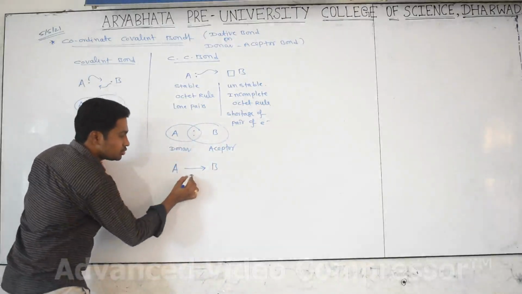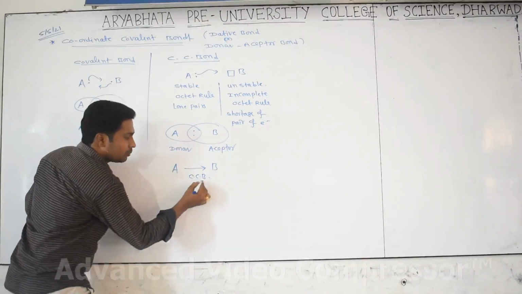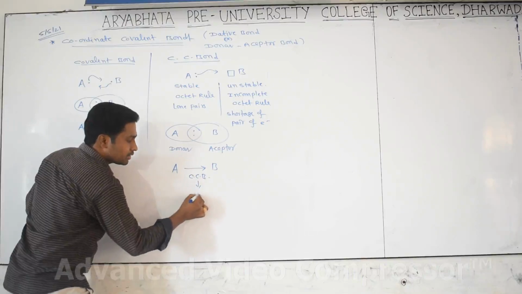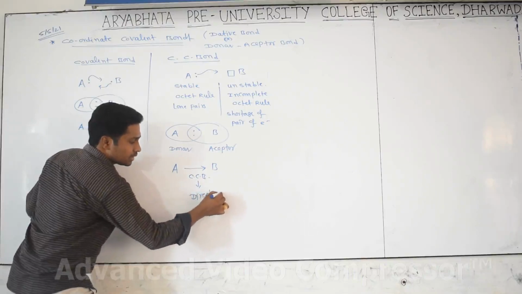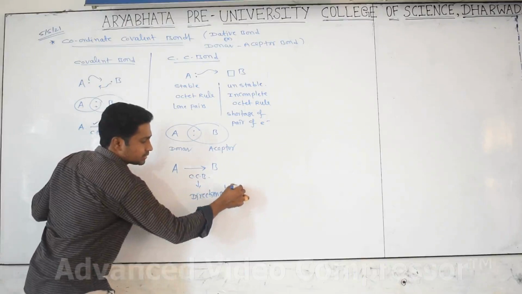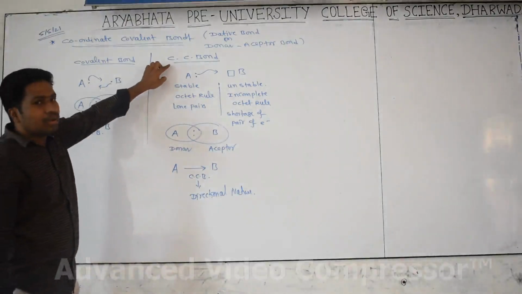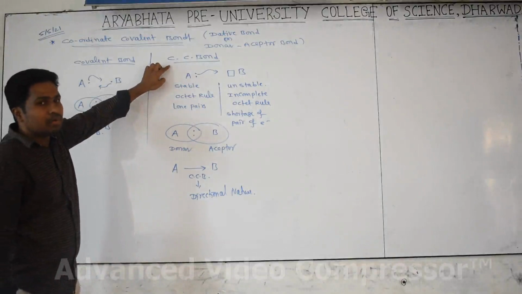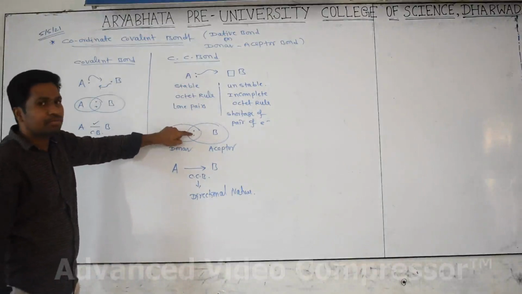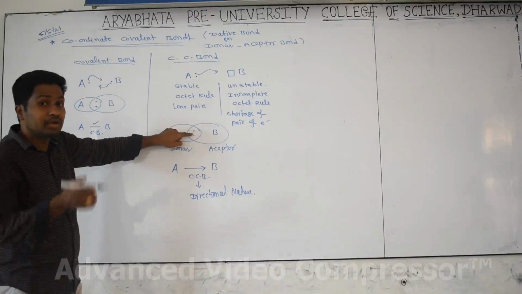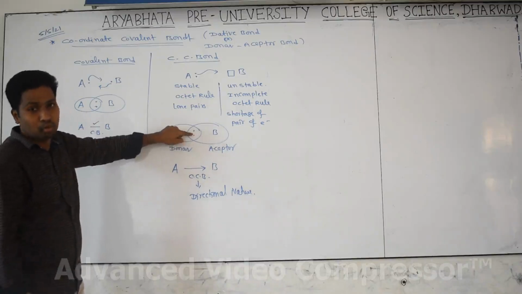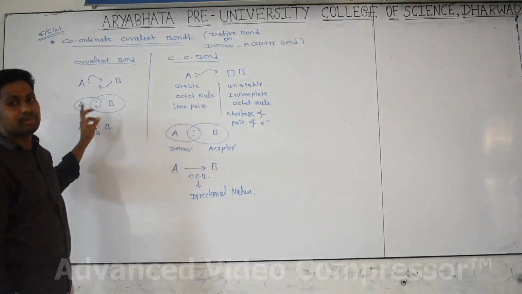That's why the coordinate covalent bond is always a directional bond, of strong directional nature. Did you get my point or not? Just see, a coordinate covalent bond is a covalent bond which is formed by sharing of a pair of electrons which are contributed by any one of the bonded atoms only. But here, in a normal covalent bond, the share is coming from both the bonded atoms.